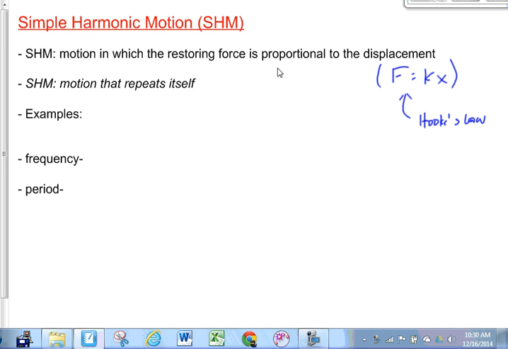We define simple harmonic motion as motion in which the restoring force is proportional to the displacement. In other words, Hooke's Law that we did back in Unit 2. But we visualize simple harmonic motion quite simply as motion that repeats itself. For example, a vibrating spring would be simple harmonic motion, because that's motion that repeats itself. That's motion in which the restoring force is proportional to the displacement.